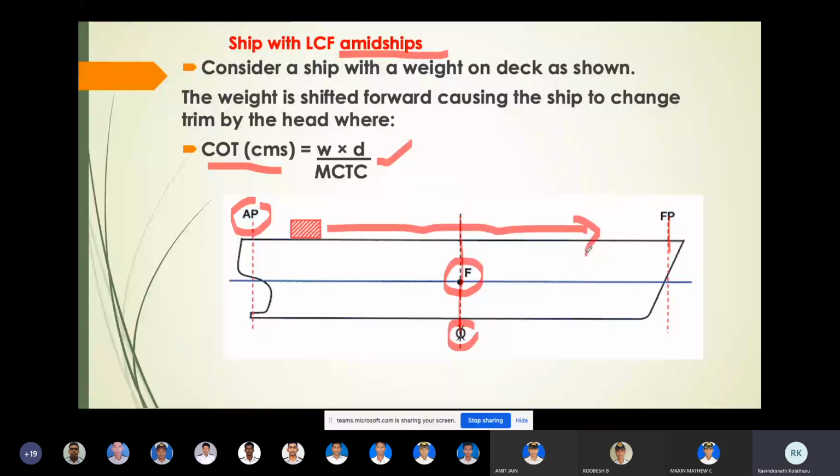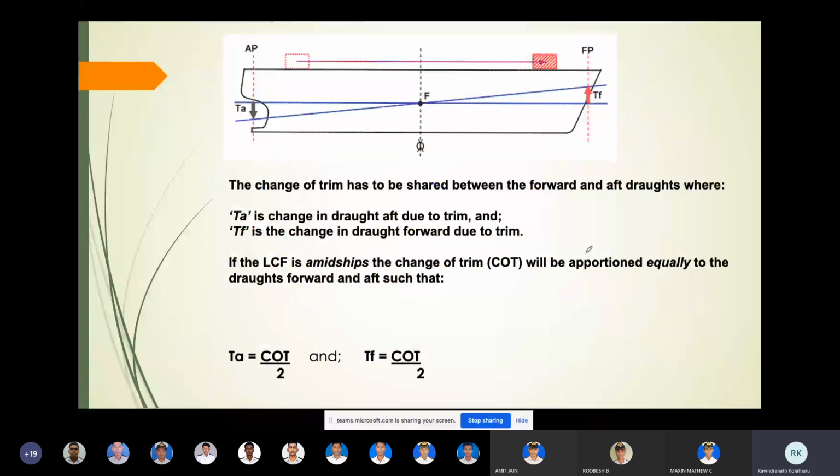Now obviously what happens when you shift a weight from aft to forward, your forward draft is going to increase and aft draft is going to decrease. Here, this line is the new water line. Okay, the previous one, instead of changing the ship, I have changed the water line. So there is an increase in the forward draft. If you see from here to here is the forward draft. The draft has increased in the forward section. Here the draft has decreased.